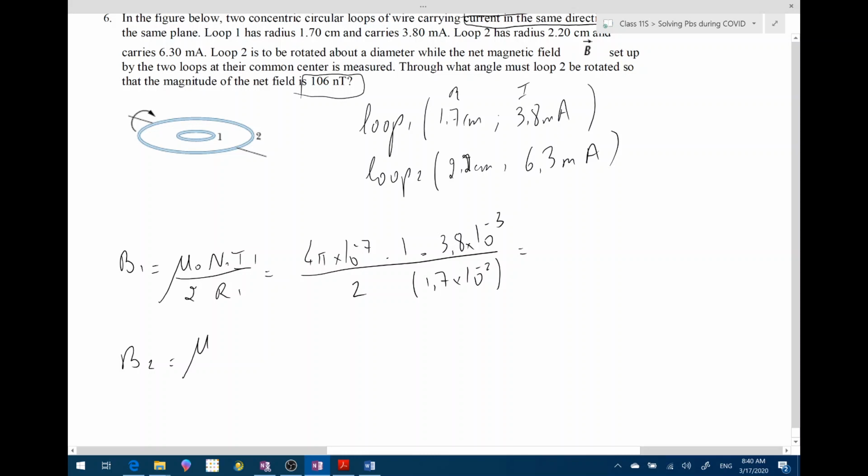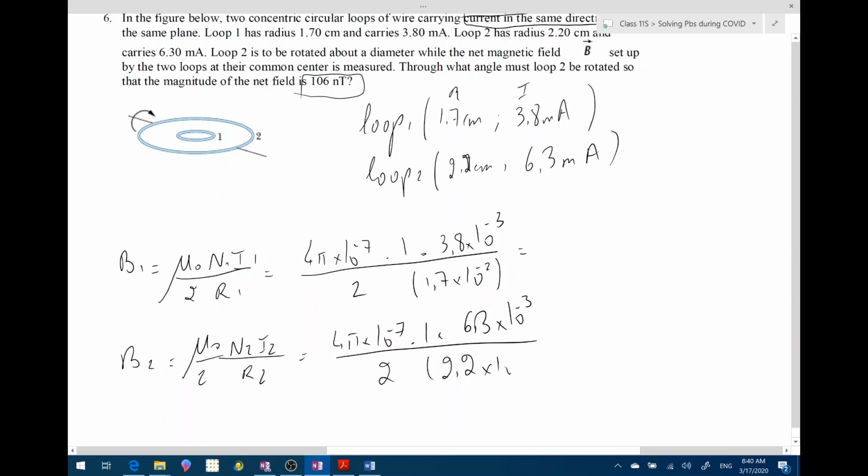B2 is the same thing, mu 0 over 2, n2 I2 over r2. That would be 4 pi times 10 to the minus 7. n2 is one loop, I2 is given as 6.3 milliampere over twice, and the radius is 2.2 centimeters.